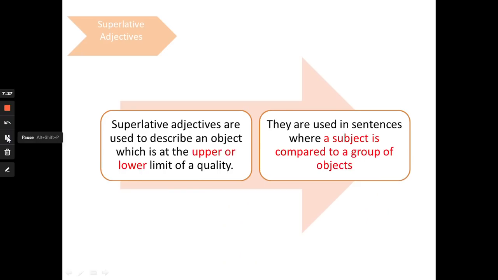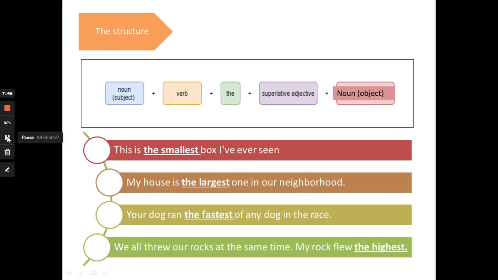So you need to know superlative adjectives. We use them in sentences where a subject is compared to a group of objects. So we can say superlative adjectives are used to describe an object which is at the upper or lower limit of a quality, right? Regarding the structure, it will be a little bit different from comparative adjectives.